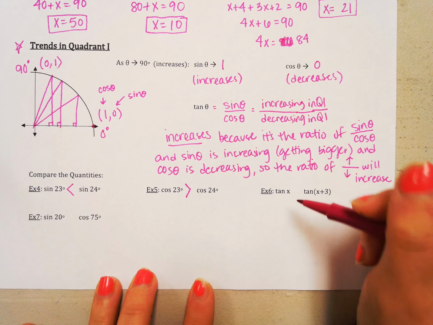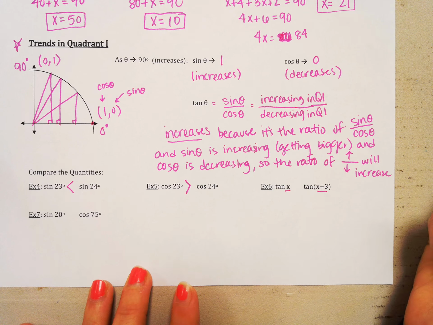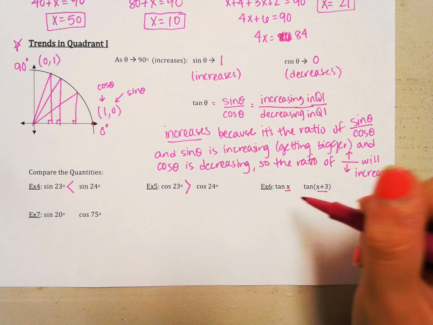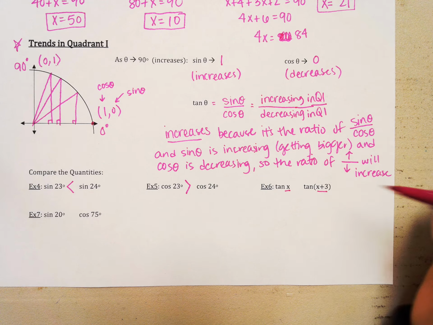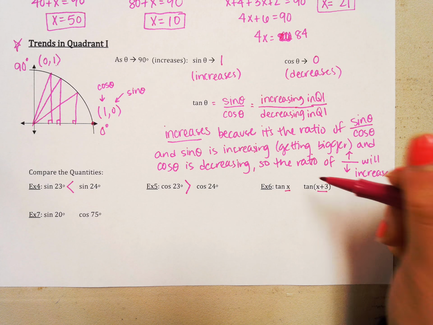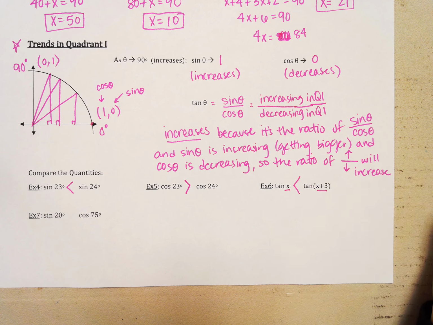Again, this idea of tangent: I have an angle, and then I have another angle of x plus 3. So if my x is like 10, then I'm comparing tangent of 10 and tangent of 13. So this x plus 3 is going to be a bigger angle, and we just found that a bigger angle also produces a bigger value. So our tangent of x plus 3 is going to be bigger than the tangent of x.